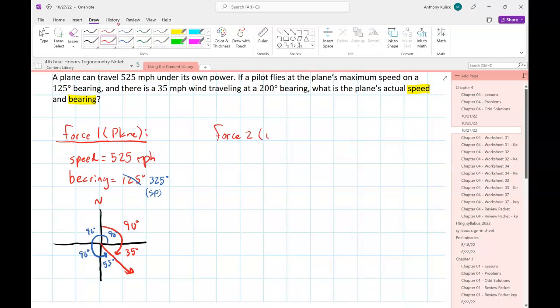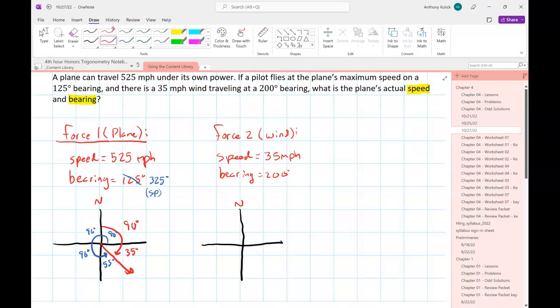Force 2, which is the wind, what's the speed here? 35 miles per hour. And the bearing is 200 degrees. But do we want a bearing? No, thank you. What do we want? Yeah, we want a standard position angle.